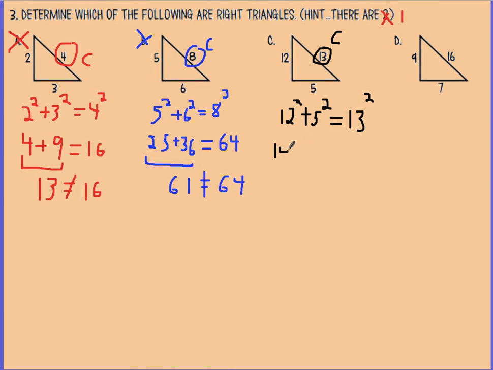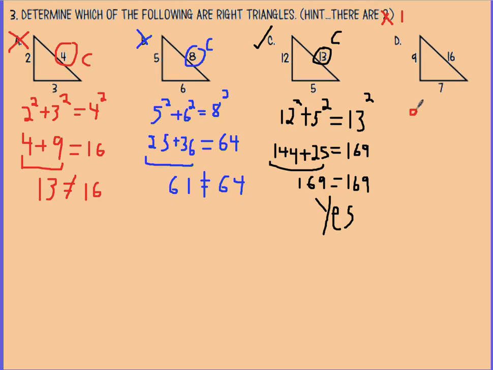So we got 144 plus 25. Does that equal 169, which is 13 squared? So go ahead and add these up. And this does work. 169 equals 169. So this one is a right triangle. Since we know that we're looking for 1, we know that we're done. However, we're still going to look at the last one to verify it to make sure.